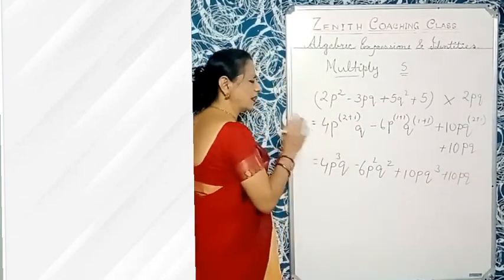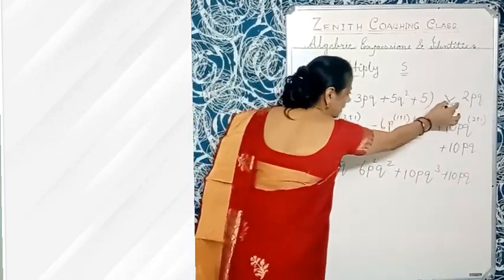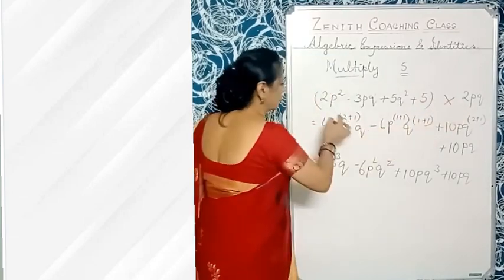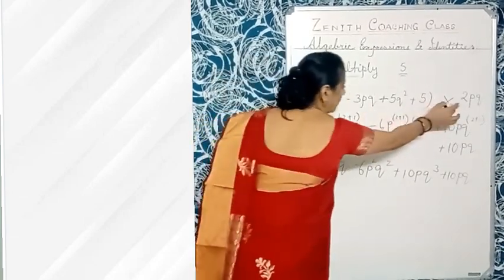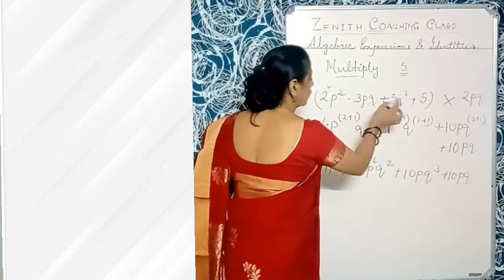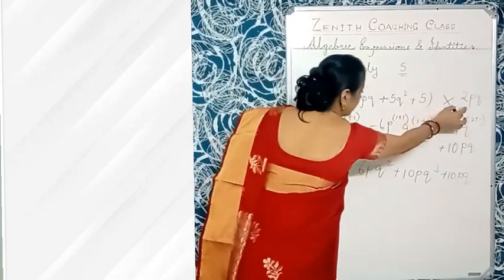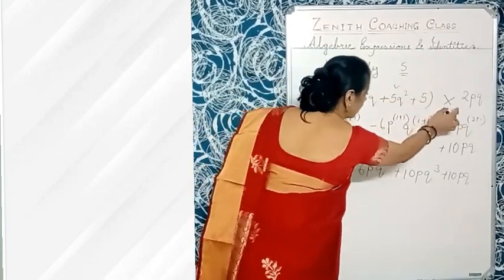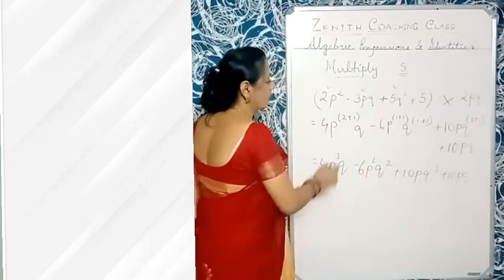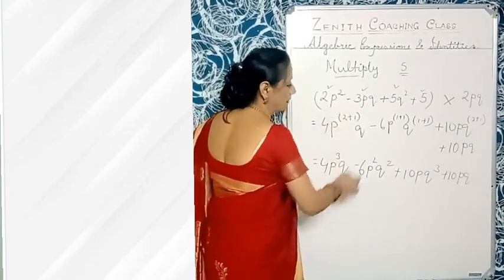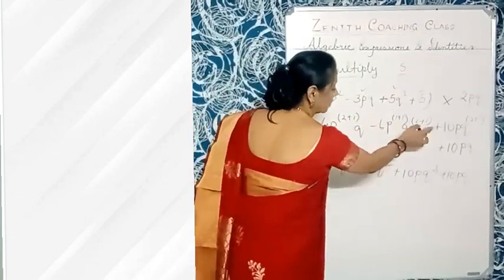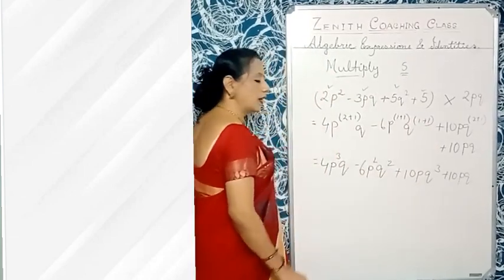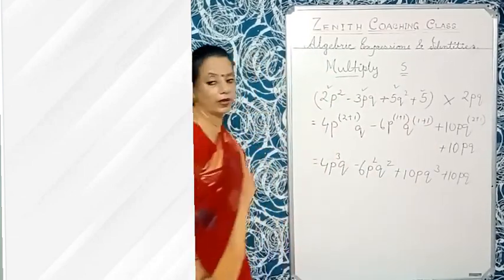Okay, nothing else is there, just multiply. Here the monomial is multiplied with this: you have to multiply 2pq to the second term, then 2pq to the third term, then 2pq to the fourth term. There is a minus sign, so you have to put a minus sign here. There is a plus sign, so you have to put a plus sign here. Okay, children, understand the sum? Okay, let's study.